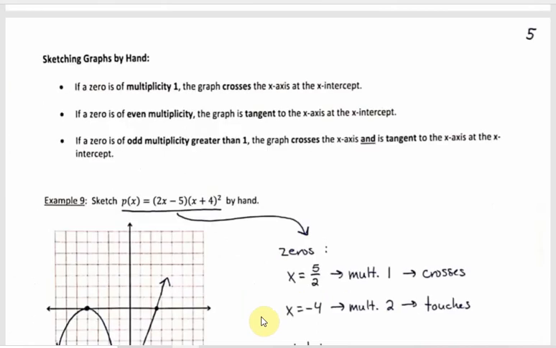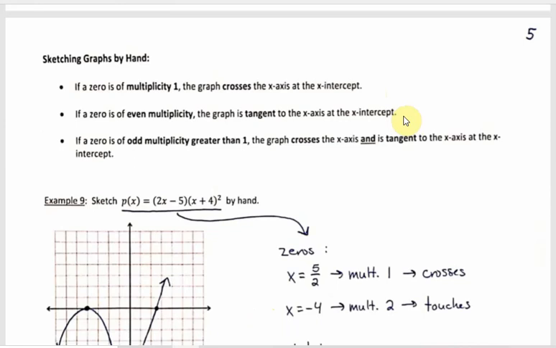Sketching graphs by hand. These are fun, and they come up in handy later because then you can anticipate a lot of other stuff that happens later in this section. So if you have a 0 of multiplicity 1, the graph's going to cross the axis there. But if you have a 0 of even multiplicity, the graph is tangent to the axis. So what does that mean? It means it touches it, but then it stays on the same side. It doesn't cross it at all.